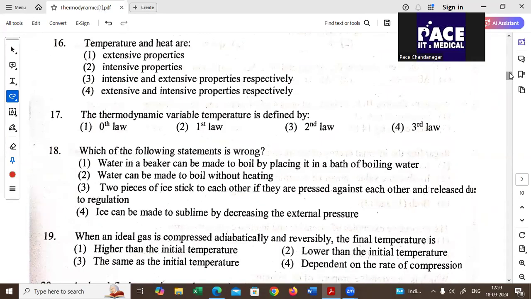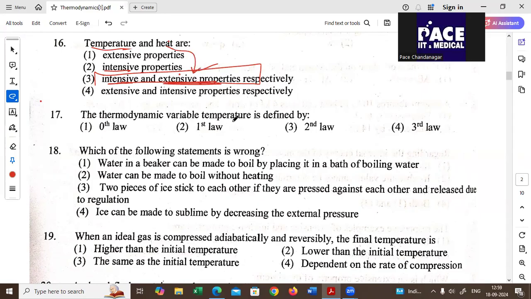Now, temperature and heat are what? Temperature is an intensive property, right? And heat is an extensive property. Heat depends on the mass. Just now we have seen one glass and one bucket of hot water. Even if they are both at the same temperature, the heat content in the system is different. So extensive. Independent of the mass is intensive, dependent is extensive. Here heat is dependent on the mass, therefore it is an extensive property.